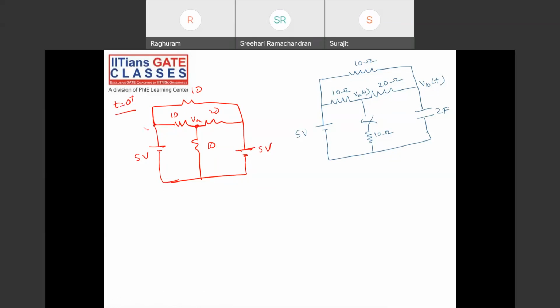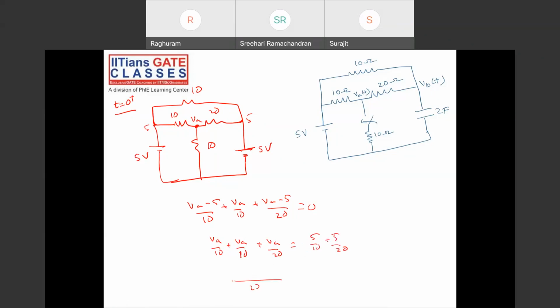Use nodal analysis. This node voltage is 5, this node voltage is 5. (VA - 5)/10 + VA/10 + (VA - 5)/20 = 0. So VA/10 + VA/10 + VA/20 is equal to 5/10 + 5/20. Let me write it that way only: 5/10 + 5/20.